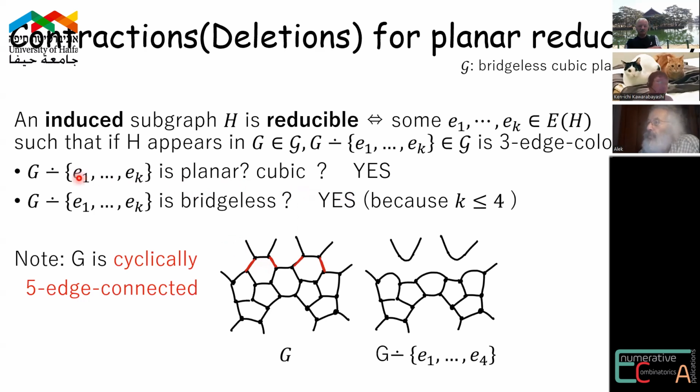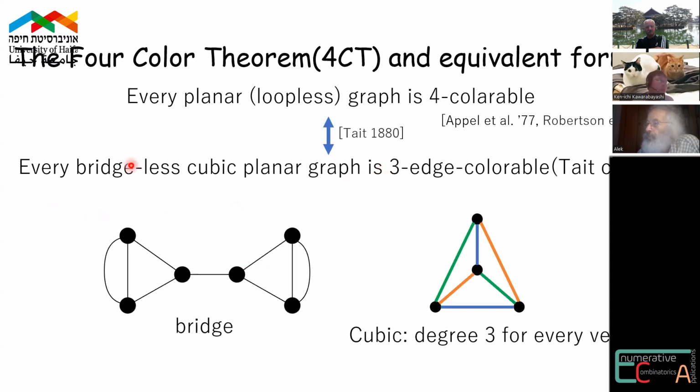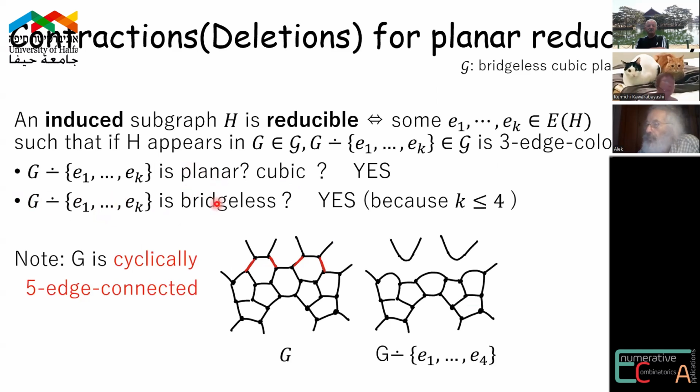Then, are you sure this is planar and cubic? That's actually easy to show. Another thing is, are you sure that this is bridgeless? Keep in mind, for planar graphs, every bridgeless cubic planar graph is 3H colorable. So you have to make sure that it must be bridgeless. For the Four Color Theorem, they have to make sure that it is bridgeless, and in fact it is bridgeless because the minimal counterexample is cyclically 5-edge-connected. You can't really get such a separation. So for them, it's free. Great.